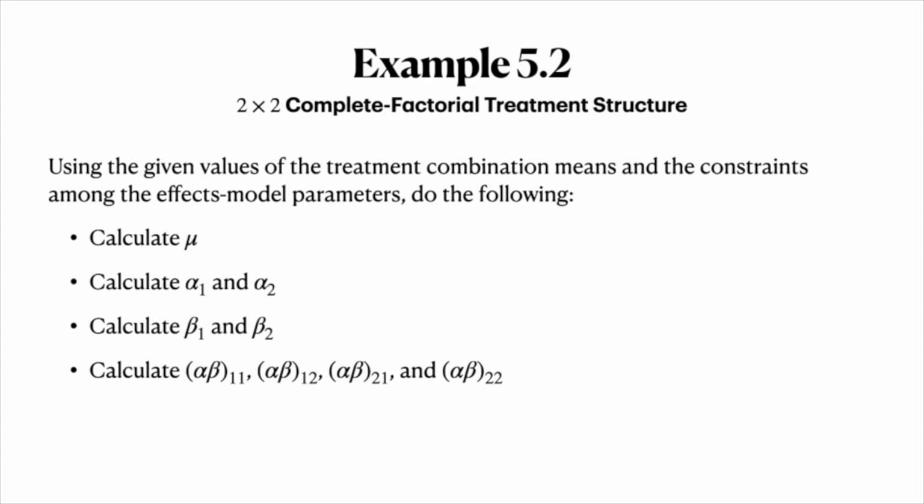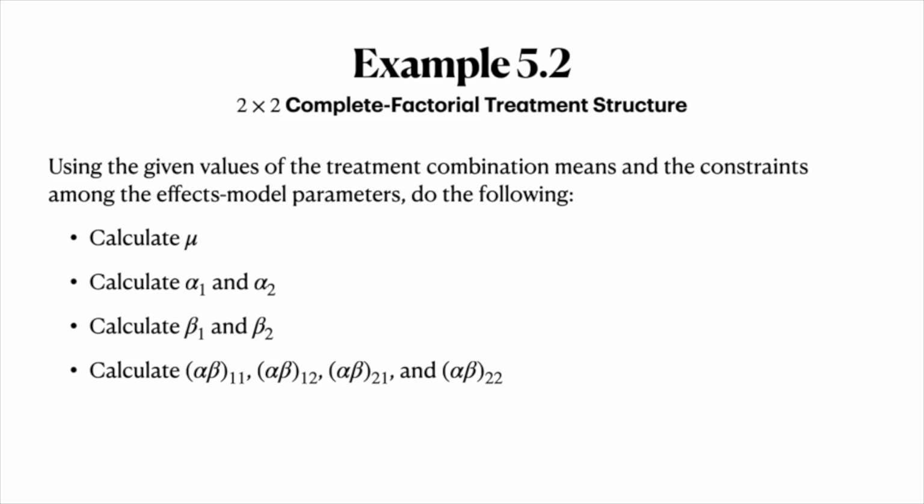Now in the previous example, example 5.1, we were given the values of the alphas, the betas, and the alpha beta ij's, but in this example we're not. We're given only the treatment combination means. What I want you to do as an exercise is to use the given values of the treatment combination means along with the constraints among the various effects model parameters and do the following.